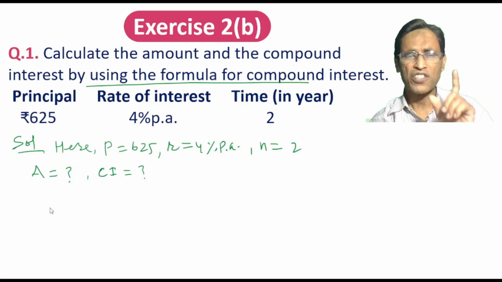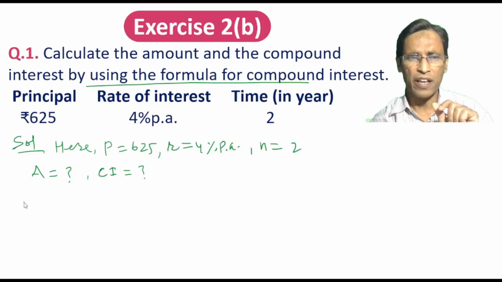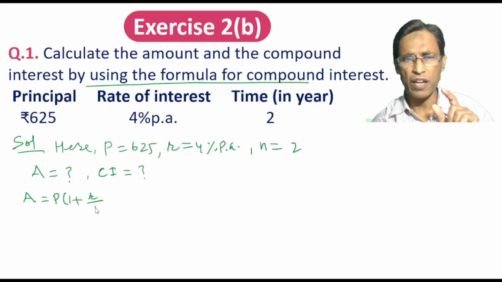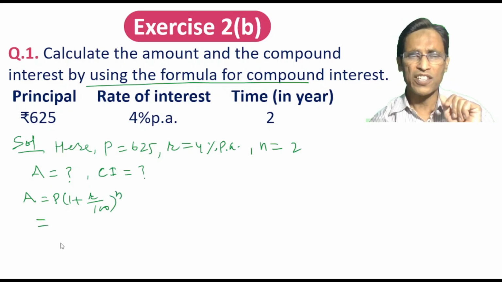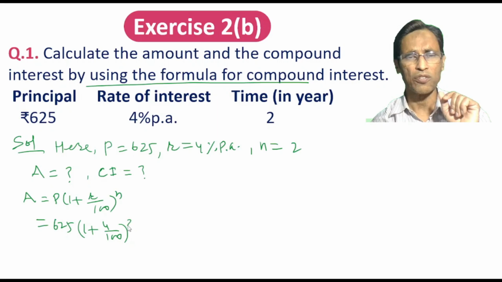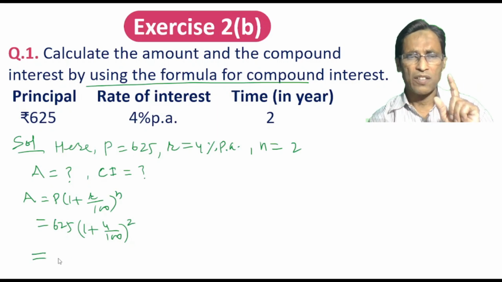First of all we shall use the formula for amount. Amount equal to P times 1 plus R by 100 to the power n. In the next step, we shall replace P by 625 and the terms under bracket R will be replaced by 4, and so 4 by 100, and n is 2, so n is replaced by 2. After this, 625 will remain as it is.